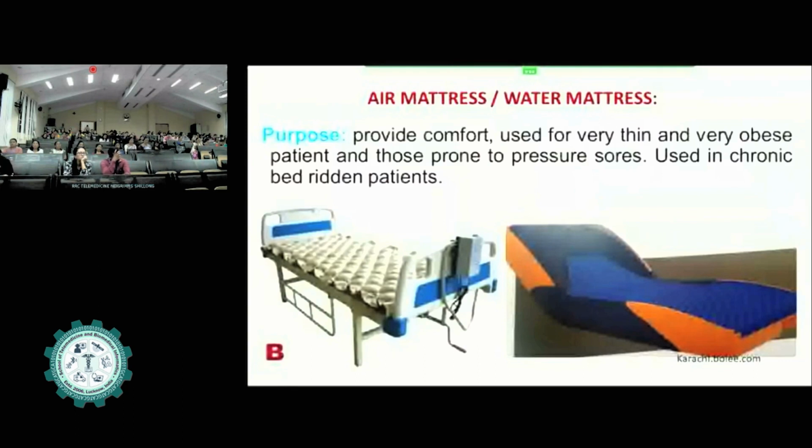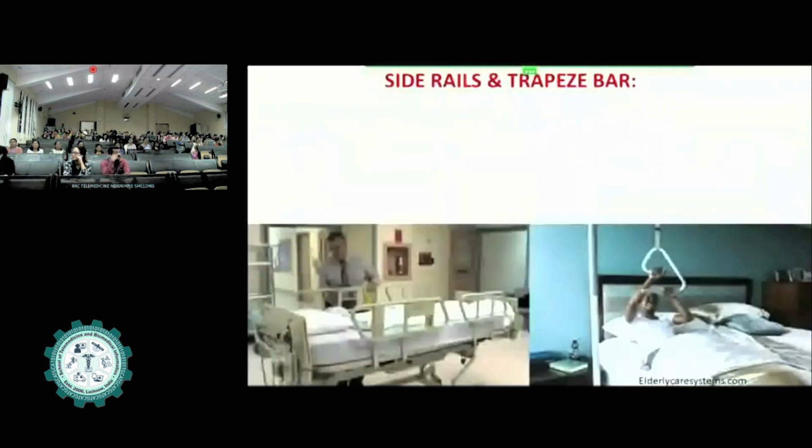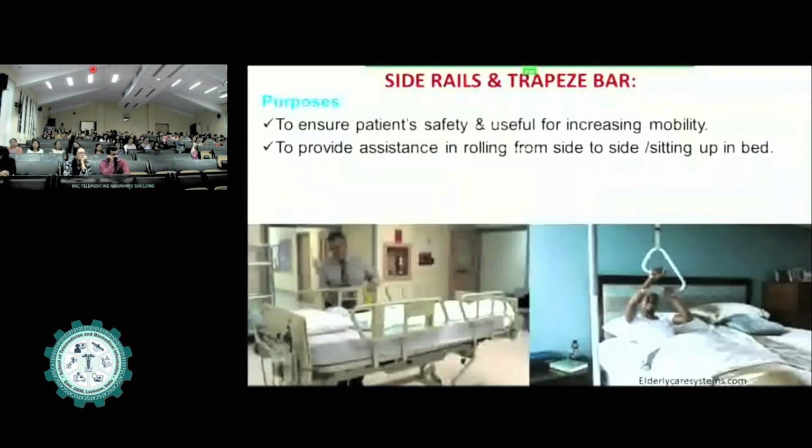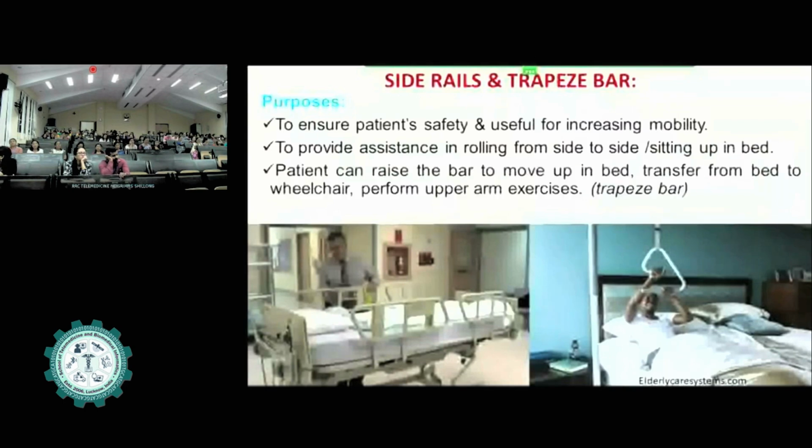Side rails and trapeze bars, we all know what are side rails. The purpose is to ensure patient safety and useful for increasing patient's mobility, and to provide assistance in rolling from side to side or sitting up in bed. The trapeze bar is an overhead bar which the patient can use for raising or moving up in bed, or transferring from bed to wheelchair, and also for performing upper arm exercises.